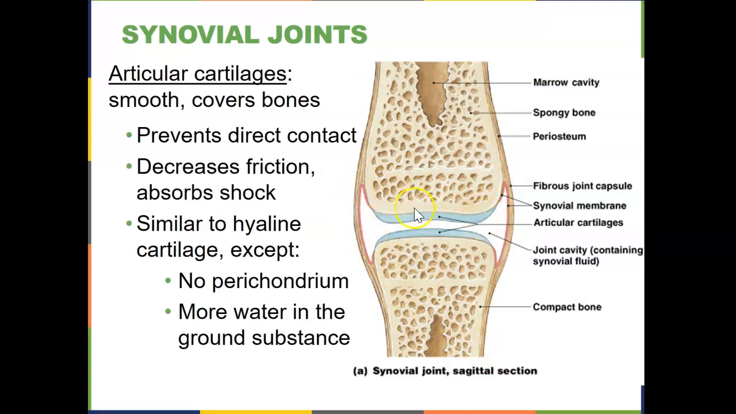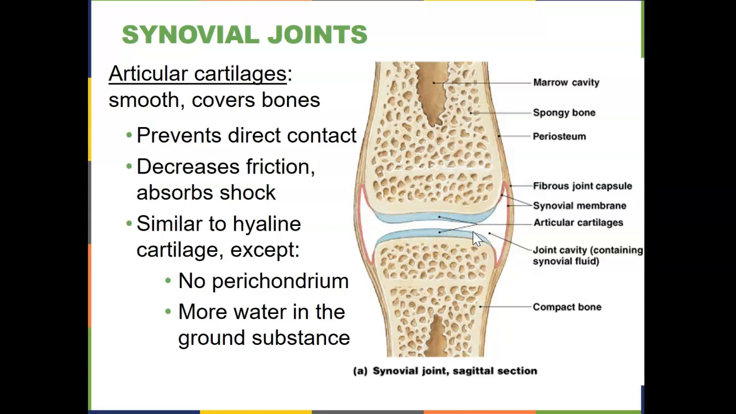So here is a real simple sketch of a synovial joint. The articular cartilage is going to be on both faces of the bones. Don't worry about the names of these bones right now, it doesn't matter. We have the marrow cavity, the spongy bone here, more spongy bone here, and periosteum on the outside. The periosteum is the connective tissue surrounding the bone. We have a fibrous joint capsule, and then here's the synovial membrane in pink, producing synovial fluid that's going to nourish this articular cartilage, all right?